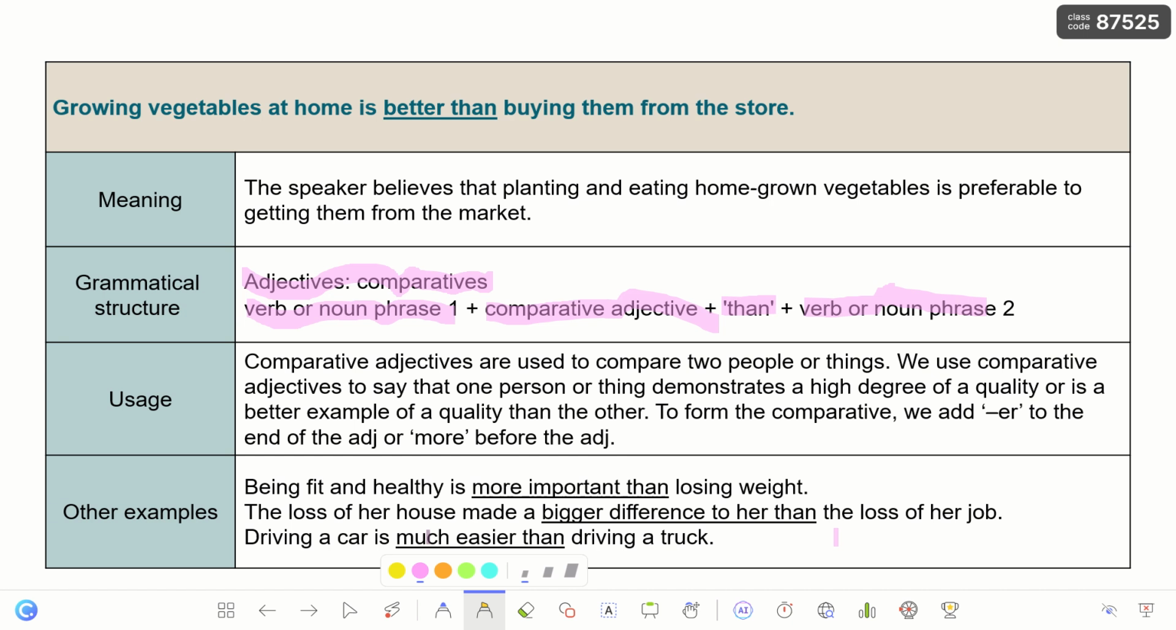reference to her. Much easier than, okay, pay attention to this common mistake between students that they say more easier. No, I can't use er with more. If I want to emphasize the higher degree, I say much easier than driving a truck.